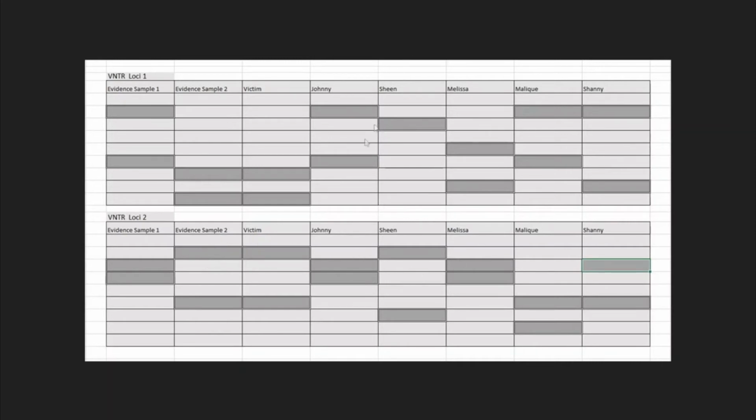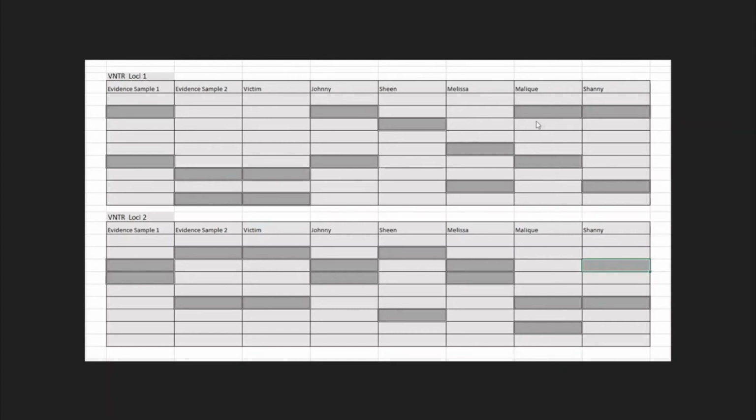The others can be excluded because, for instance, Sheen doesn't line up at all with evidence sample 1. Melissa only lines up at loci 2, but not at loci 1. Malik only lines up at loci 1, but not loci 2. And Shani only lines up one allele at each loci.